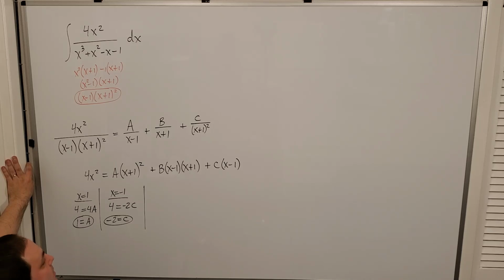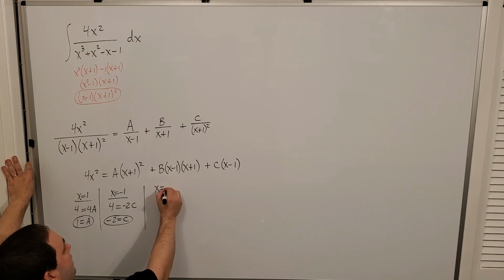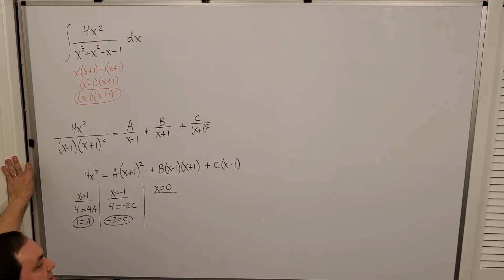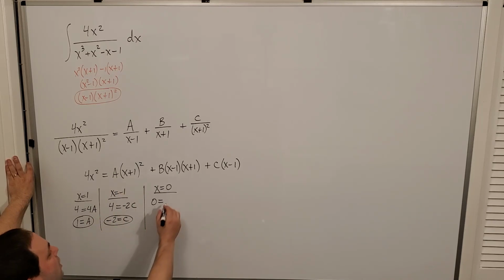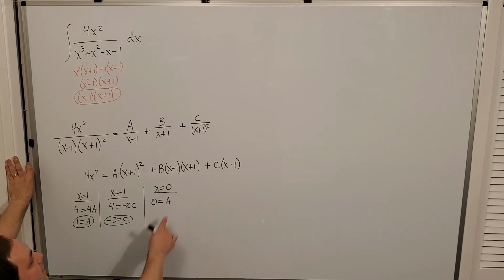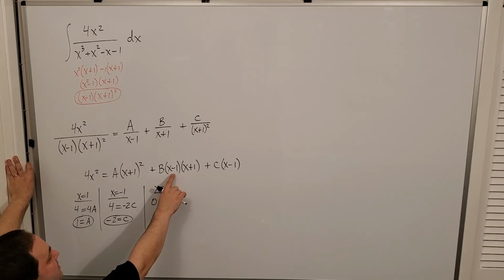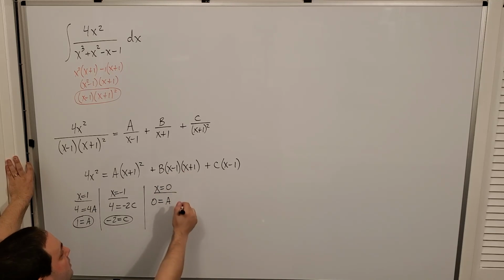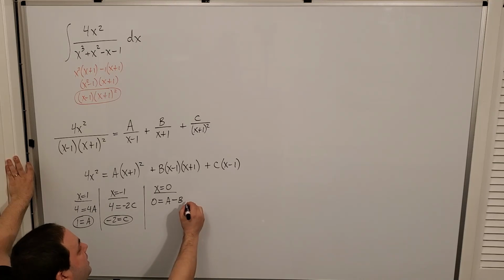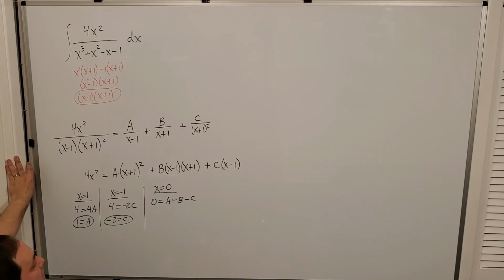Let's do the "let x be some value" part, and then we can do exponent analysis another time. We haven't tried x equals 0 yet, and that's a pretty easy one to plug in. Here I'll get 0, and then here I'll get a times 1, which is a. Here I'll get b times -1 times 1, so that's minus b. And here I'll get c times -1, which is minus c. So this is telling me that 0 is equal to a minus b minus c.